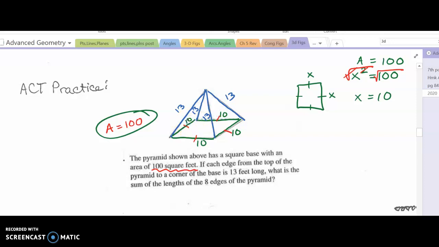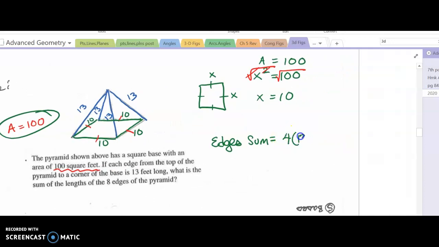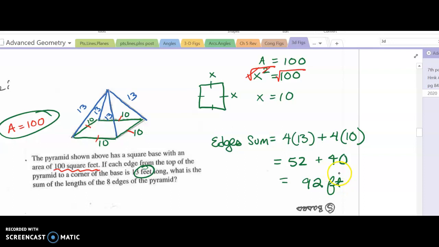In which case, what are all the edges added up? All 8 of them? Well, the edges sum is going to be 4 times 13, because we have 4 of them that are 13 long, plus 4 times 10. That 4 times 13 is going to give us 52. 4 times 10 gives us 40. Add those together and we get 92. And that was feet. Remember, it's not feet squared. We're not finding area. It's just length, which would just be 92 feet, period. All right, so I'm going to pick up and meet you in the next video.